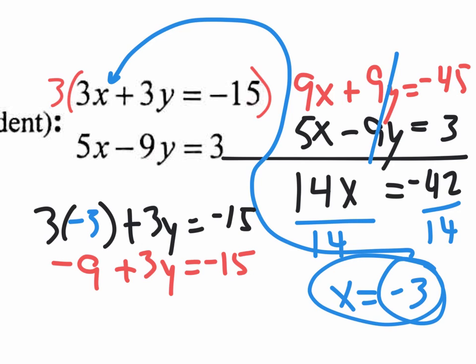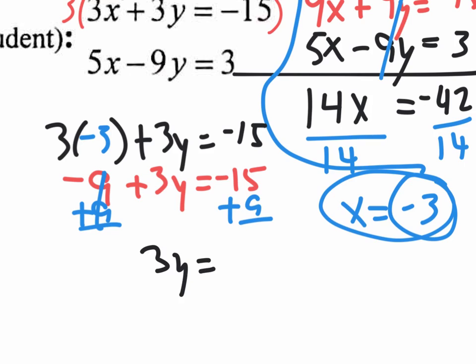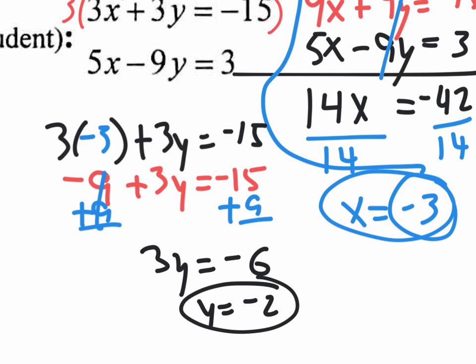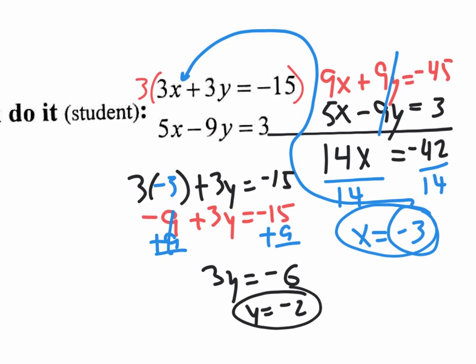When I add 9 to both sides, add 9 here, add 9 over here, I'm going to end up with 3y equals negative 6, which means y equals what? Negative 2. So x is negative 3, y is negative 2. There is your answer. Of course, you could double check it.